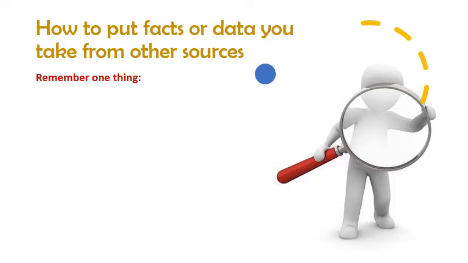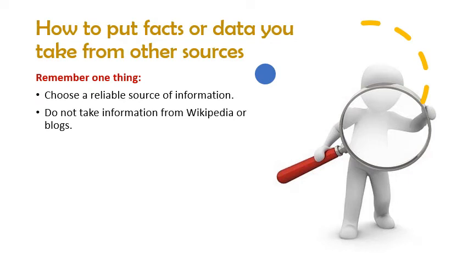Okay, still talking about the sources, there are certain things that you need to remember. First, please choose a reliable source of information. Do not only take information from Wikipedia, because in Wikipedia, everybody can edit the information. So we don't know who edits that information. It can be someone who is really an expert, or it can be just anybody. That is what makes Wikipedia not really a reliable source. So please avoid Wikipedia, and please also avoid blogs from someone, because it's not really reliable. We don't know who the person is. Is the person an expert in that phenomenon or not?